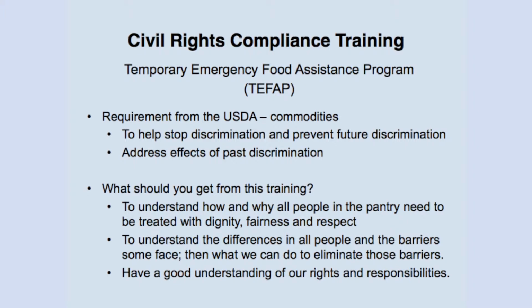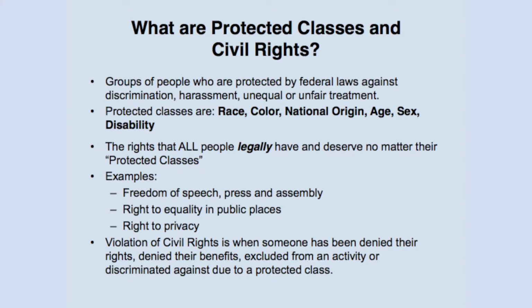The groups that are protected through civil rights are called protected classes, and these are groups that are specifically protected due to past institutional discrimination, that's systemic discrimination. These groups include race, color, national origin, age, sex, and disability. So we are required to provide services to these individuals without consideration of their protected class.